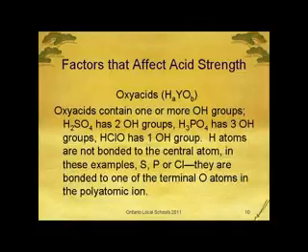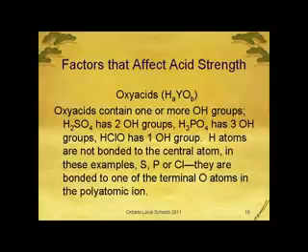Well, let's look at factors that affect the acid strength of acids that contain polyatomic ions as the anion, and these also often are oxyacids. So let's look at those. The general formula here is HₐYOᵦ, Y representing the non-oxygen part of the polyatomic ion that the hydrogen is bonded to, and then of course O representing the oxygen. Now, oxyacids contain one or more OH groups. For instance, H2SO4 has two OH groups.